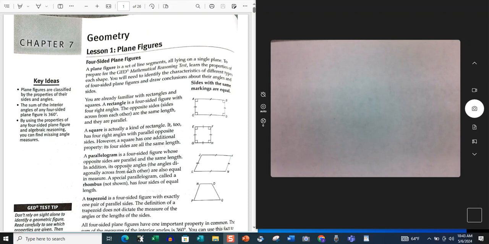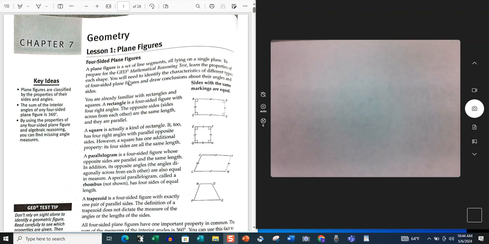Now, a parallelogram is a four-sided figure whose opposite sides are parallel and the same length. You see the sides are parallel and the same length. Now, one thing that I didn't say earlier was what is parallel. Parallel lines mean they would never cross each other. So if you notice here, this is a straight line, this is a straight line, and they never will cross each other. And then these two lines here, they will never cross each other.